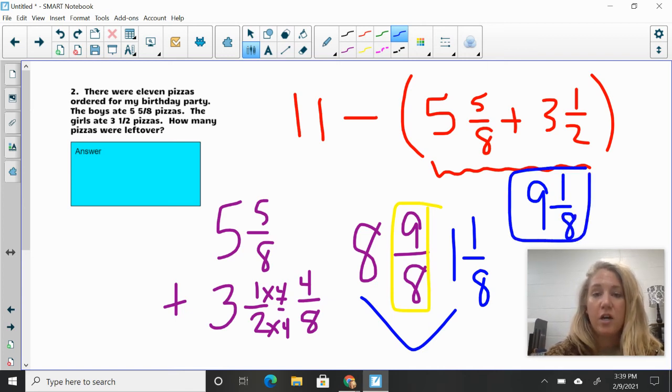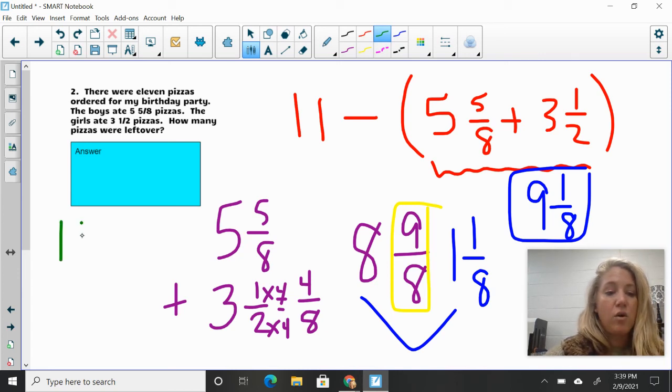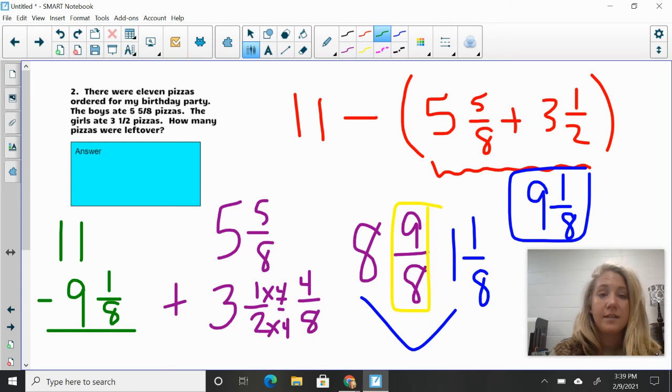All right, so I need to figure out how much is left. So I'm going to come over here to the left side of my screen. I had 11 whole pizzas to start with, and the boys and girls ate a total of 9 and 1/8 of pizza. Here's another one of those problems where I don't have enough to take away the fractional part. I don't even have a fractional part up here.